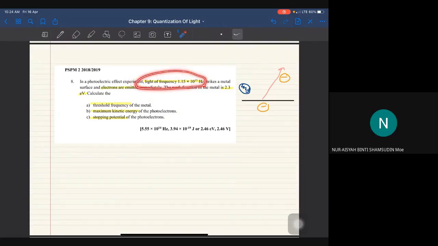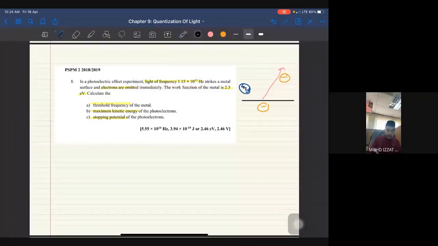F or F not, sir? Okay. F, sir. Okay. F or F not? F. Okay. So, some say F not, some say F. Okay, back to our diagram over here.